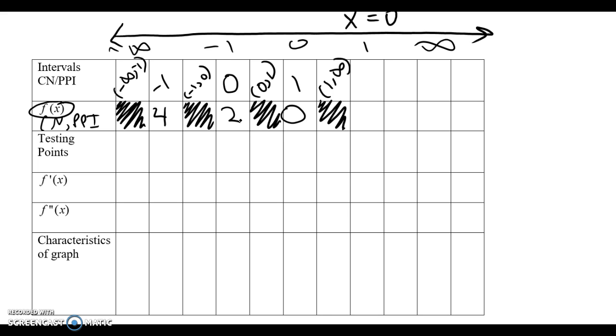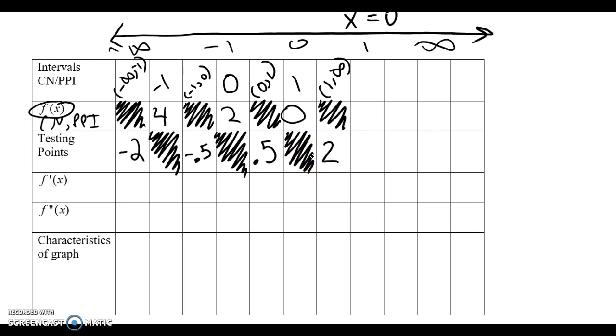Now our testing points. A test point between negative infinity and negative 1 will be negative 2. You won't really need a testing point here. You're going to actually scribble that one out. A point between negative 1 and 0, we'll do negative 0.5. And then you can checkerboard this one. A point between 0 and 1, positive 0.5. And then a point between 1 and infinity.